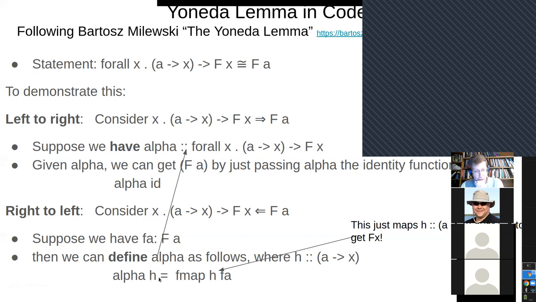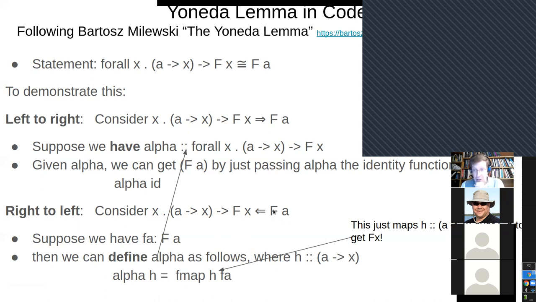So I have alpha H. What is alpha H going to be? Well, look, if I have an F of A, and I need to get an F of X, and I have a way of turning A's into X's, wait a minute. I can just map each of these A's into an X. And I just map it over this.